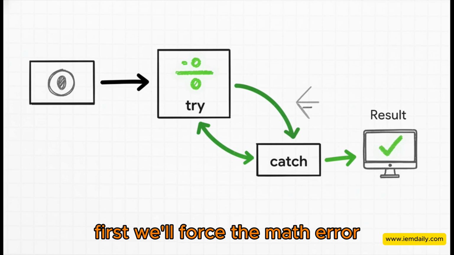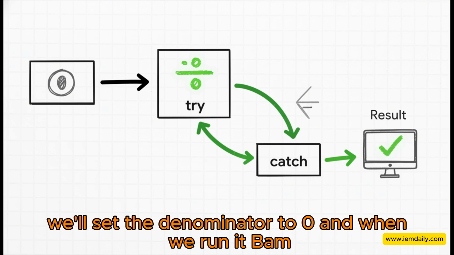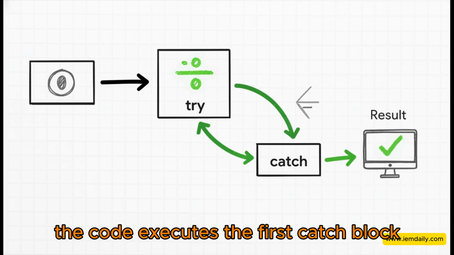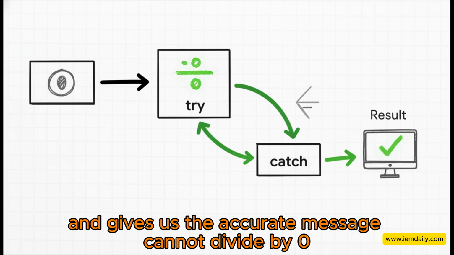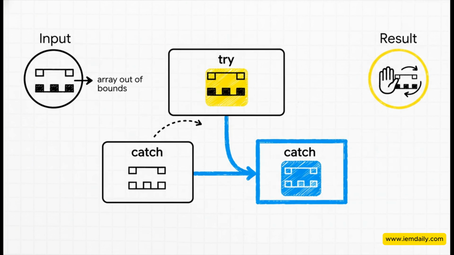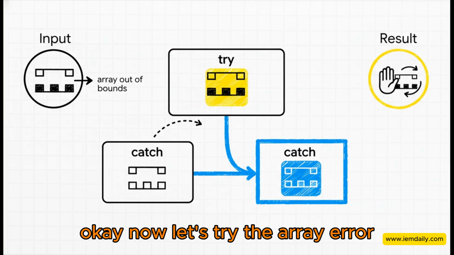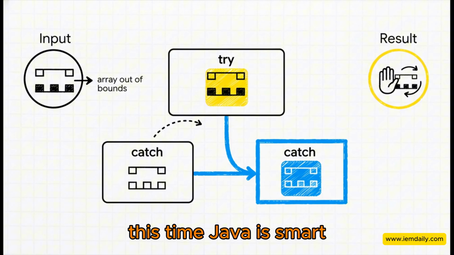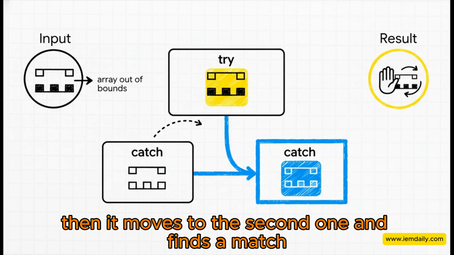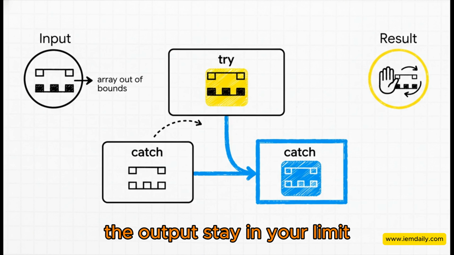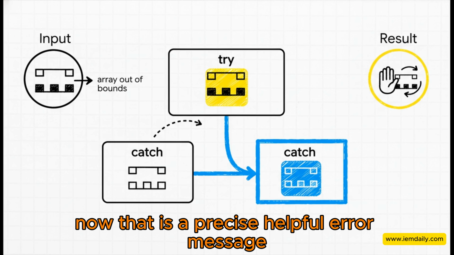First, we'll force the math error. We'll set the denominator to 0, and when we run it, bam! The code executes the first catch block because it's a perfect match and gives us the accurate message, "Cannot divide by 0." This is exactly what we wanted. Okay, now let's try the array error. This time, Java is smart. It looks at the first catch block, says, nope, this isn't a math problem, and skips it. Then it moves to the second one and finds a match. The output: "Stay in your limit." Now that is a precise, helpful error message.